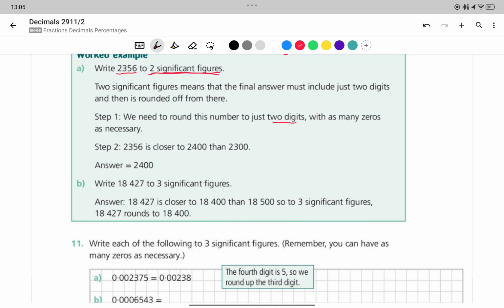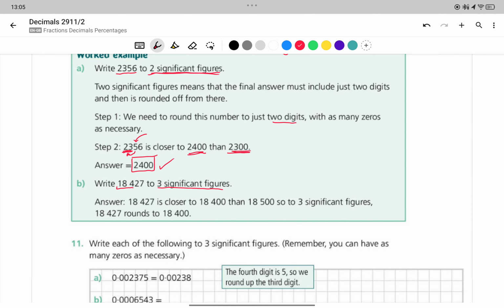So this number 2356, it's closer to 2400 than 2300. So that's your answer. Because you want to keep 2, you look at the next one. Is it 5 or more? Yes. So that added 1 to the digit beside it. And that is your answer. The next one. Write 18,427 to 3 significant figures.